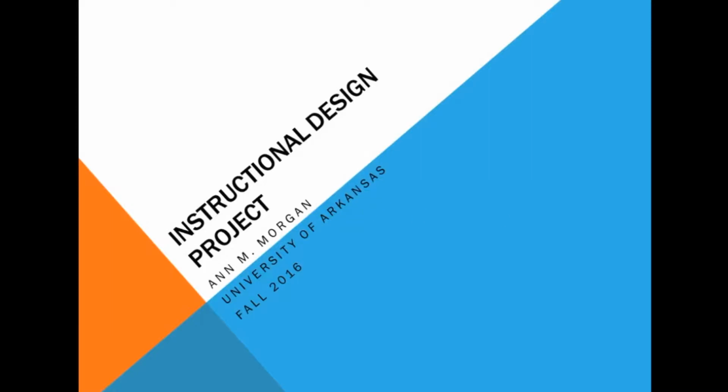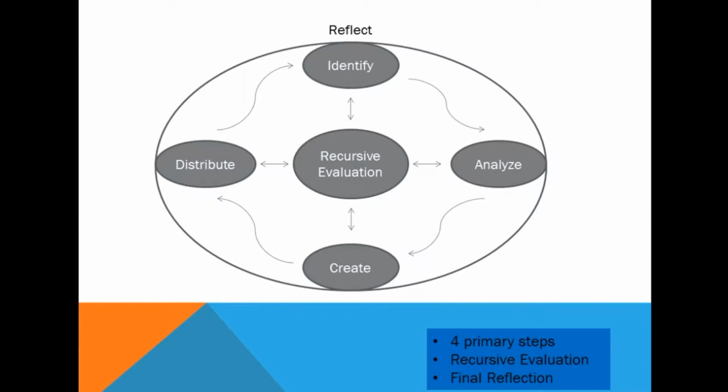For my instructional design final project, I instituted my own design model for a lesson on the Greek heroes and the narrative of the hero's journey. So my own model is basically 6 overall steps with 4 major steps leading to the development and design of materials, all of which have a recursive evaluation, and then an ultimate 6th step for reflection.